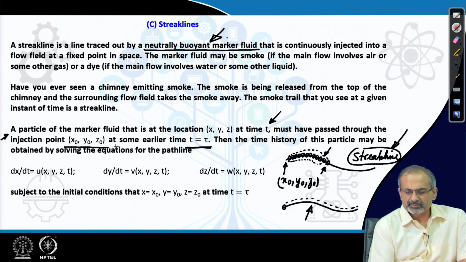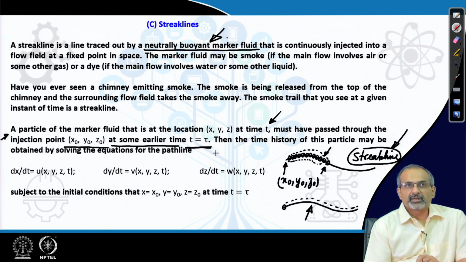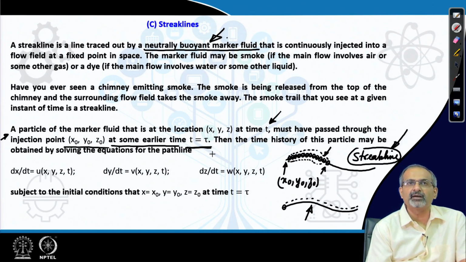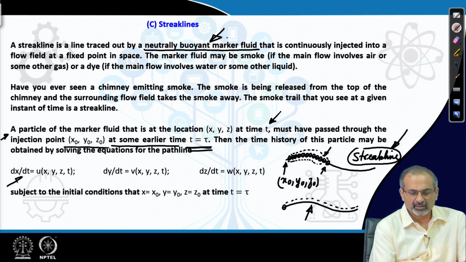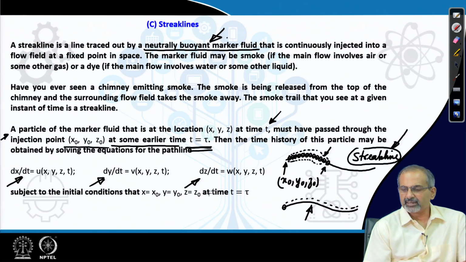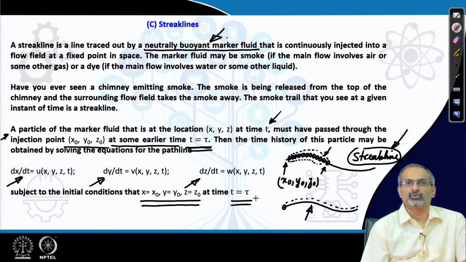So, keeping this point in view is very, very important, that a particular particle comprising this string of particles of the marker fluid must have passed through the injection point at some earlier time t equal to tau. And then the time history of this particle may be obtained by solving the equations of the path line, like what we did in the previous problem, subject to these initial conditions: that particular particle which forms a part of the streak line must have been located at that injection point at an earlier time t equal to tau.